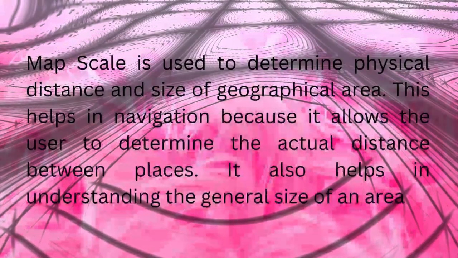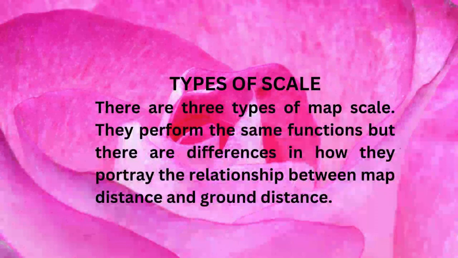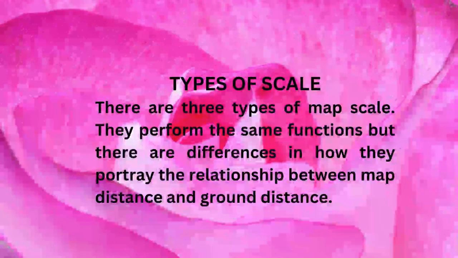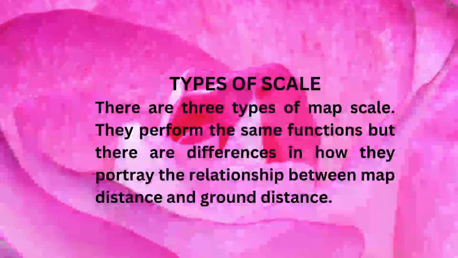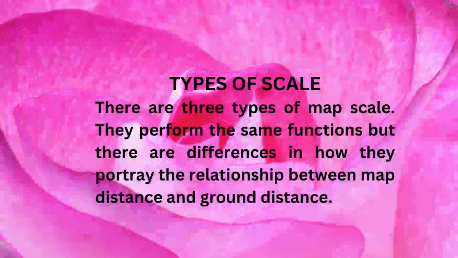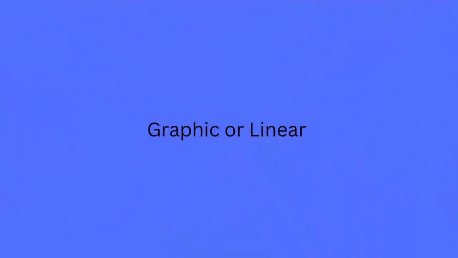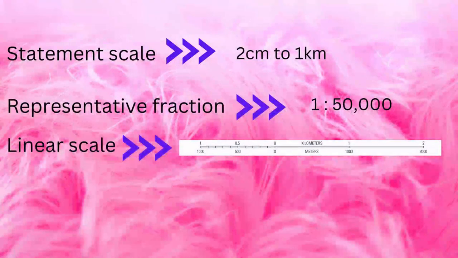So what you may ask is, are all map scales the same? In general and in cartography, map scale can be expressed in 3 forms. They perform the same functions, but there are differences in how they portray the relationship between map distance and ground distance. These three forms are statement form, fraction or ratio form, and graphical form. So we have three types of scale.